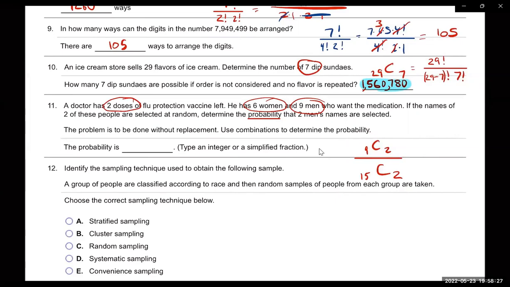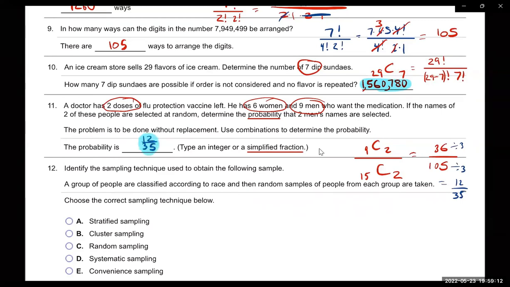Okay, perfect. Yeah, 36. And the denominator, 15 choose 2, is 105. Okay, 105, and then it says they want it in simplest form, a simplified fraction. So I think we can divide by 3. I know we can divide by 3. So that would be 12 over 35, and can we simplify more? I think that's it. Yeah, so that is it. 12 out of 35 is the probability.